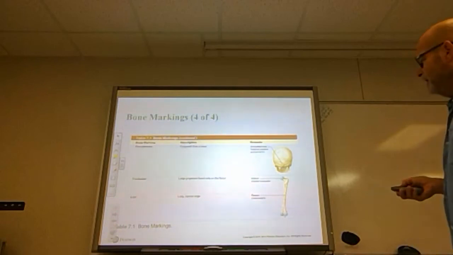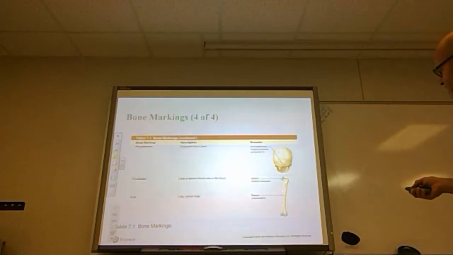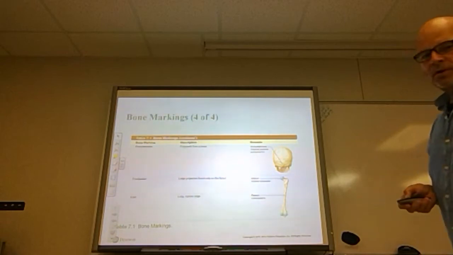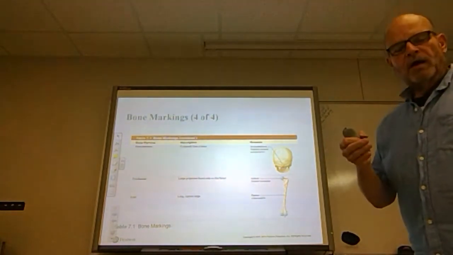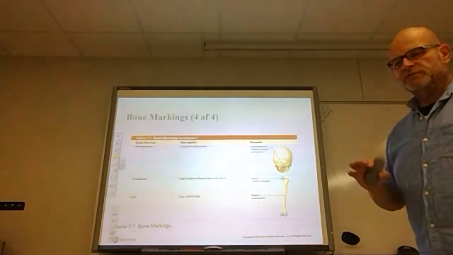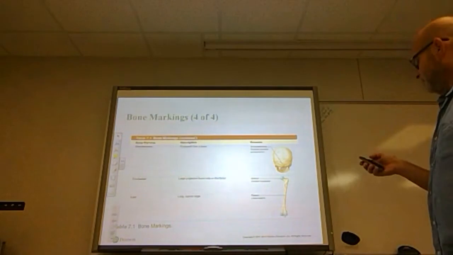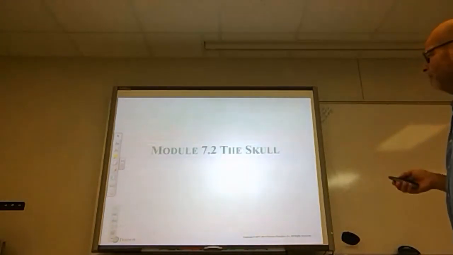A line is a narrow ridge. There is a line, the linea aspera. Again, these lines and things are going to give places for muscle attachment or for fine arteries and veins and nerves to pass through under muscles and things like that.